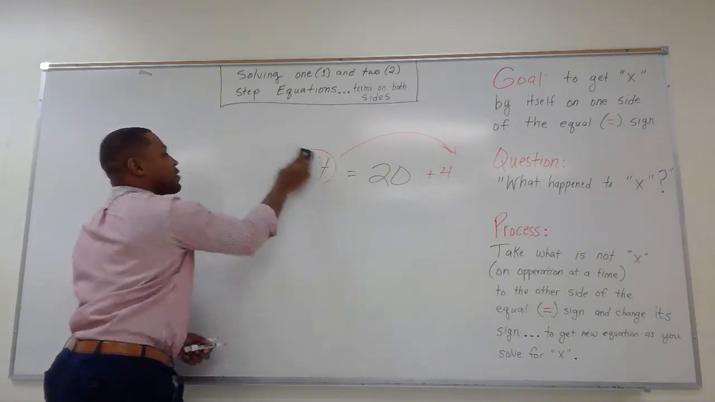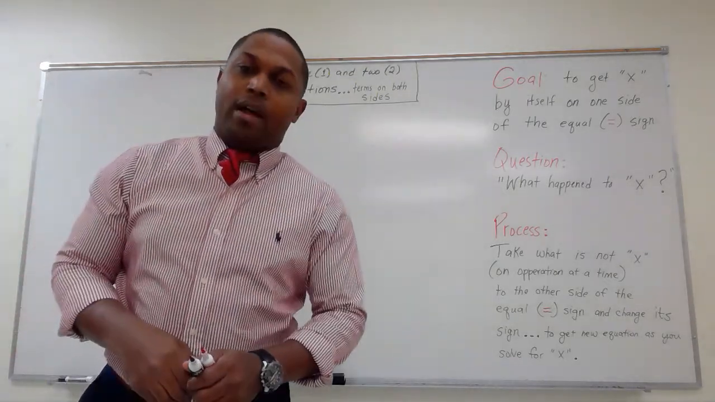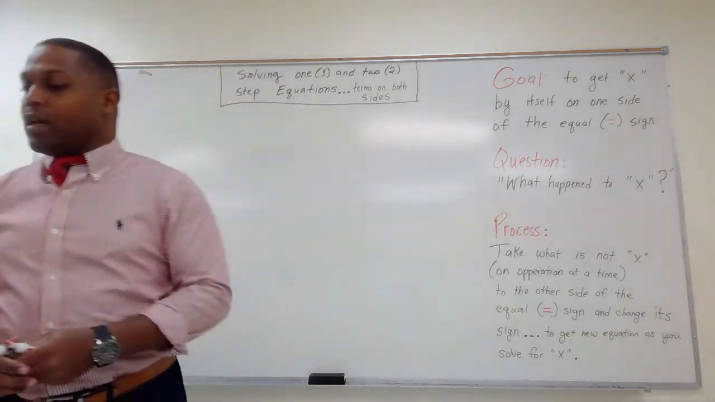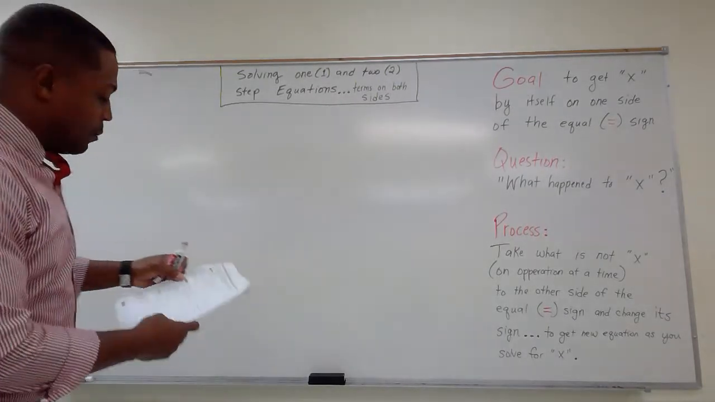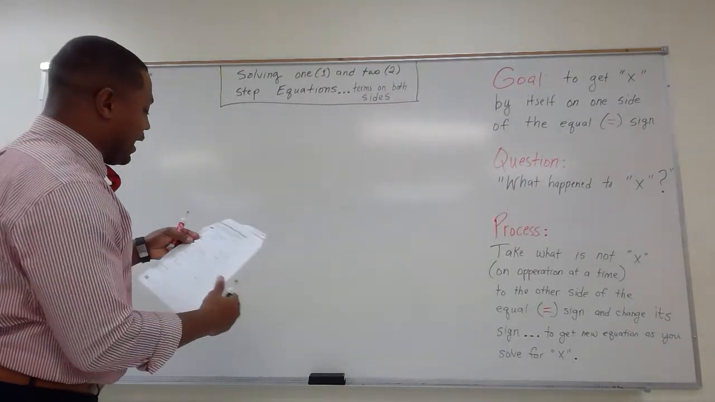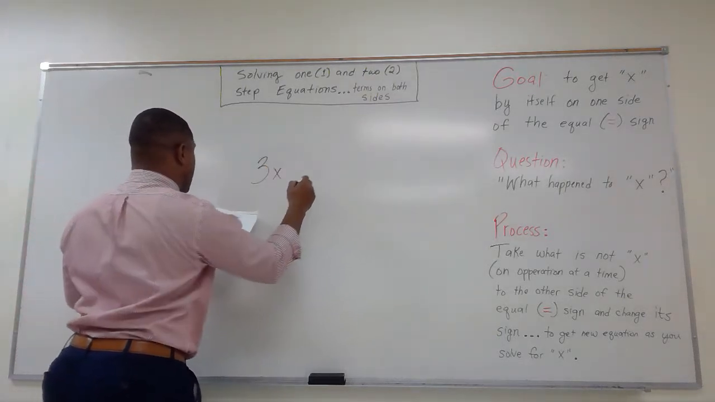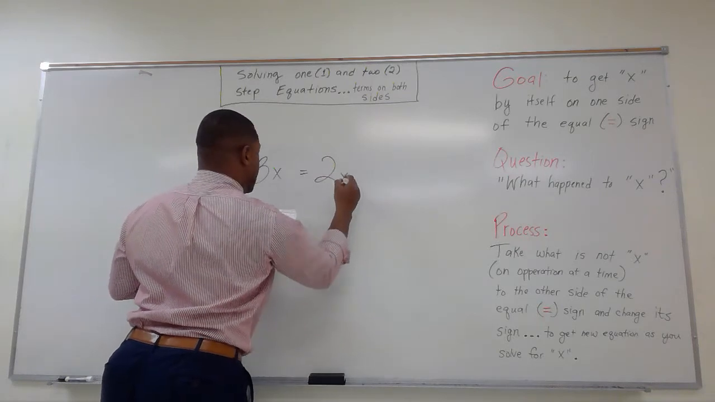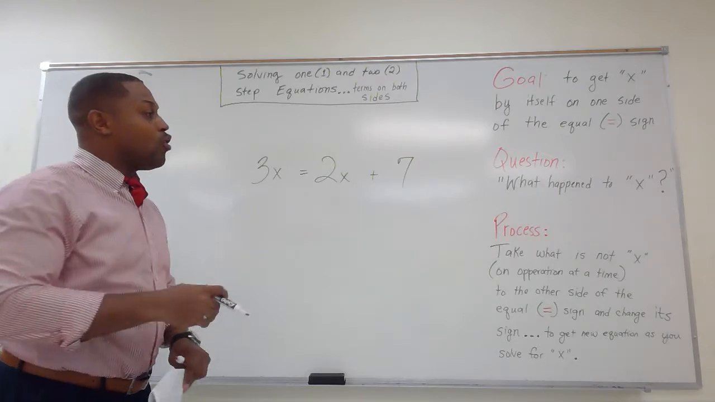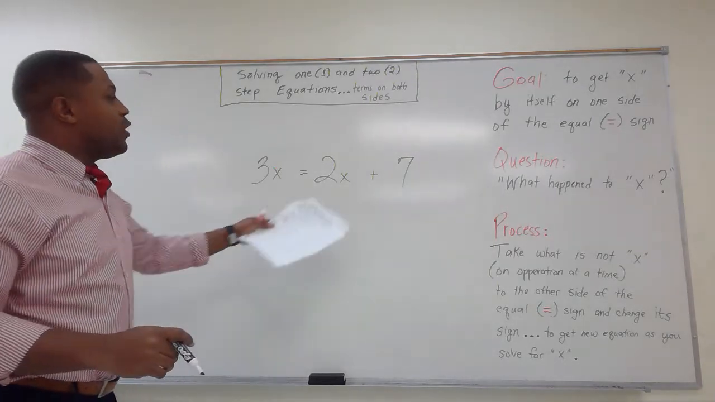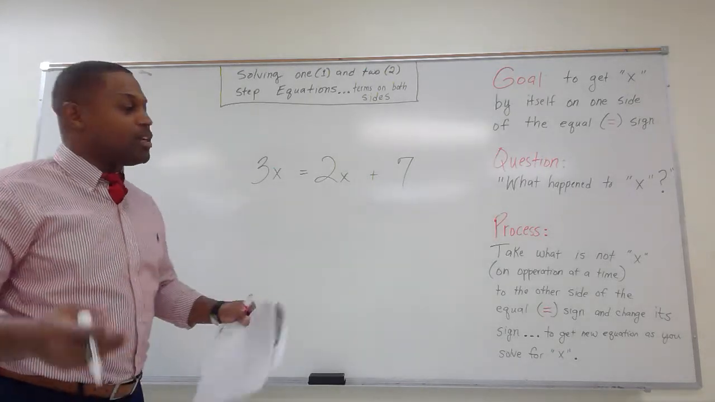Now, as I end the video, I do want to say quickly, sometimes there are variables or letters on both sides of the equal sign. So let me address that quickly. I'm going to steal a question from this sheet that I have here. So 3x equals 2x plus 7. What do we do then? We have the same goal, question, and process. We need to get both of these x's on the same side of the equal sign, usually the left side, but it could be the right.